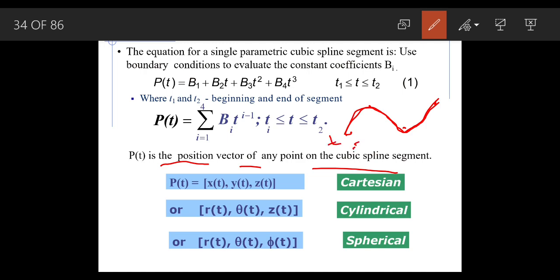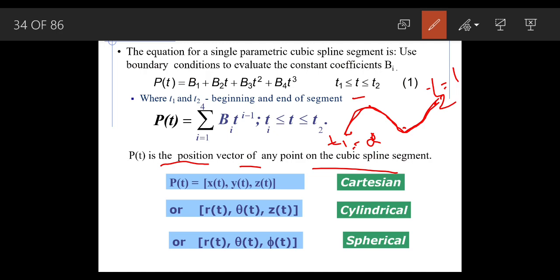Initially t is always 0, and at the end t is equal to 1. So it goes from t1 to t2, and t is in between t1 and t2, which means it ranges from 0 to 1, for any position vector from 0 to 1.